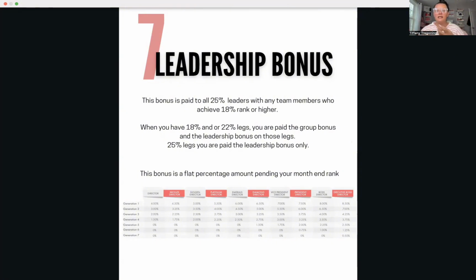Now your 25%, say you're 25% and you have a 25%, obviously the difference in that is zero. So you're not going to get paid a group bonus on those 25% legs. You're going to get paid only the leadership bonus. Now this is a flat percentage depending on those legs that you have and your certain generations and where you end at the month. So if you see director, you make 4% on that first gen. Bronze director, you make 4.5%. So it's going to change depending on your end rank and how you're going to get paid for each of those legs.